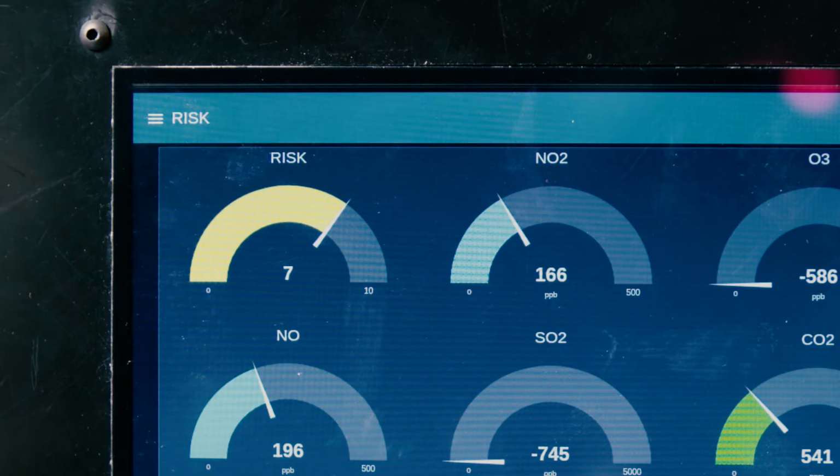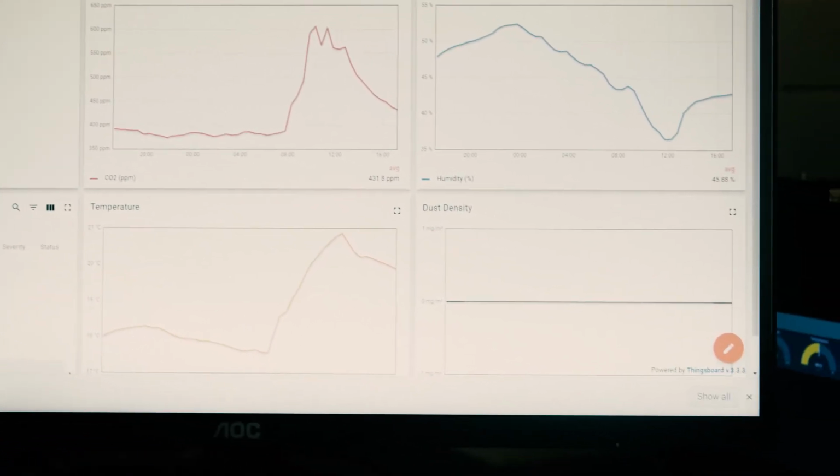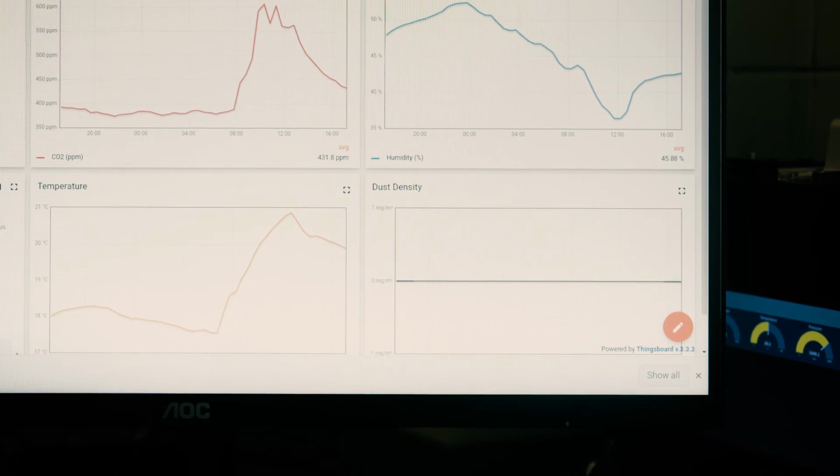And of course, a better way to understand the data is by using visualizations such as graphs and heat maps. And if you are able to superpose the risk information on these graphs, you will get a better understanding of how the environment impacts the health of the crew.